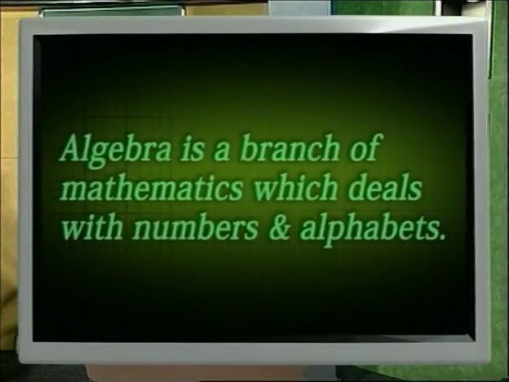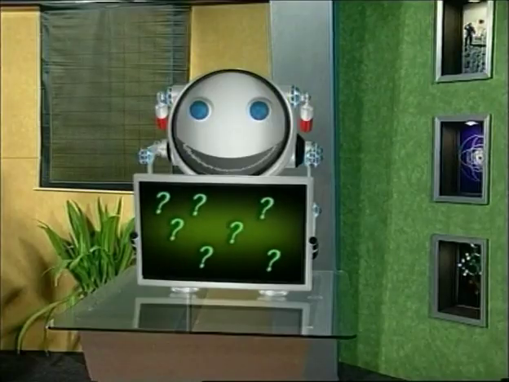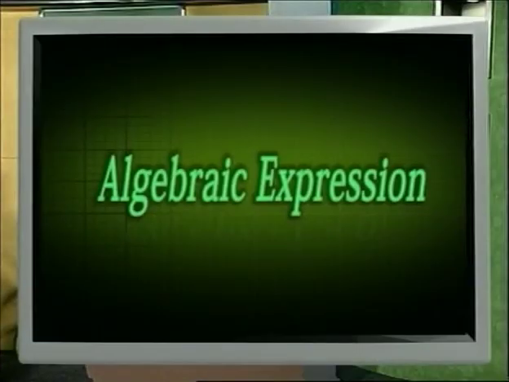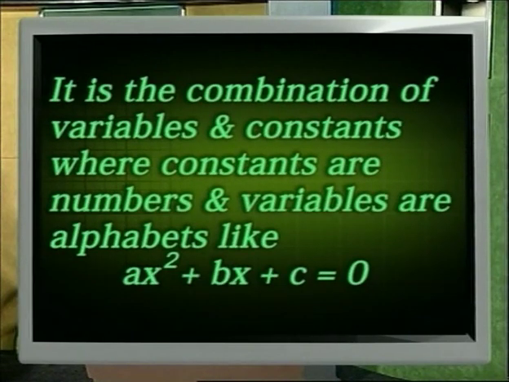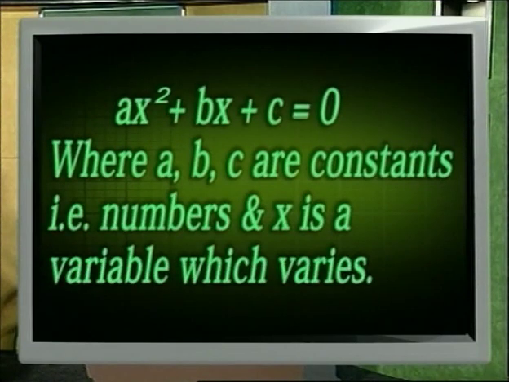Algebra is a branch of mathematics which deals with numbers and alphabets. Have you heard something about algebraic expressions? Yes. If you recall, in 9th standard we have done algebraic expressions. An algebraic expression is a combination of variables and constants. If ax² + bx + c = 0, then a, b, c are constants and x is a variable which varies. So today, Kelsey will start the new chapter called Polynomials using the terminology of algebraic expressions.